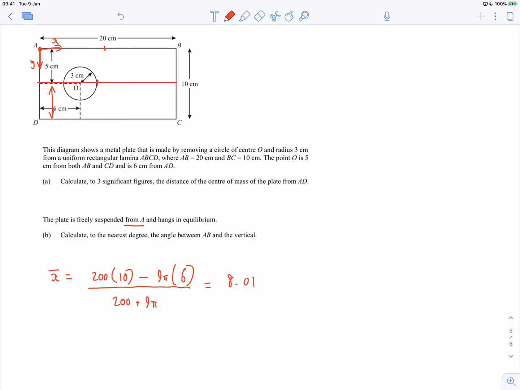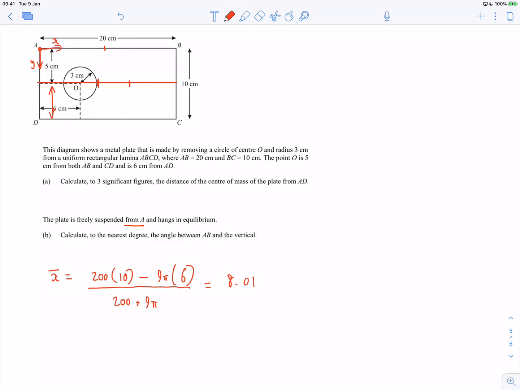But that doesn't make sense. That means the centre of mass is probably over here somewhere, and I'd expect it to be more to the right. I've definitely done this right. 20 times 10 is 200. Yeah, the centre of mass of the circle is dead in the middle. It's pi times r squared. It's 6 from that edge. Yeah, that's weird. That's really bizarre.